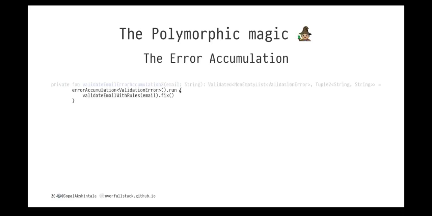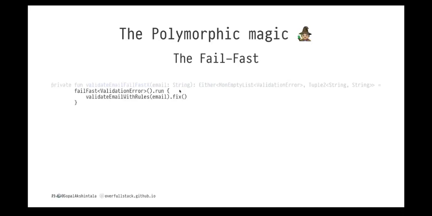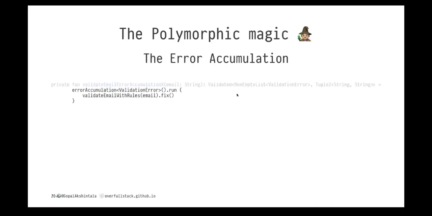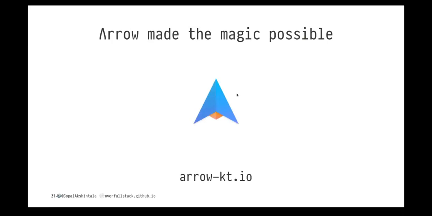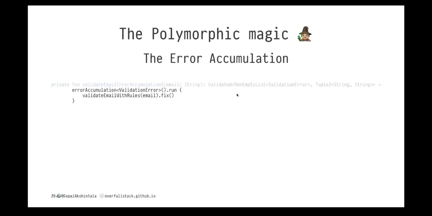So as simple as that. See how lean the code has become. And now this is reusable. Now I can use the same validate email with rules for fail fast as well as error accumulation without rewriting any of the validation logic as well as the orchestration logic. So this is magic, totally, like I said, because none of it makes sense as of now because we have not discussed all of that.